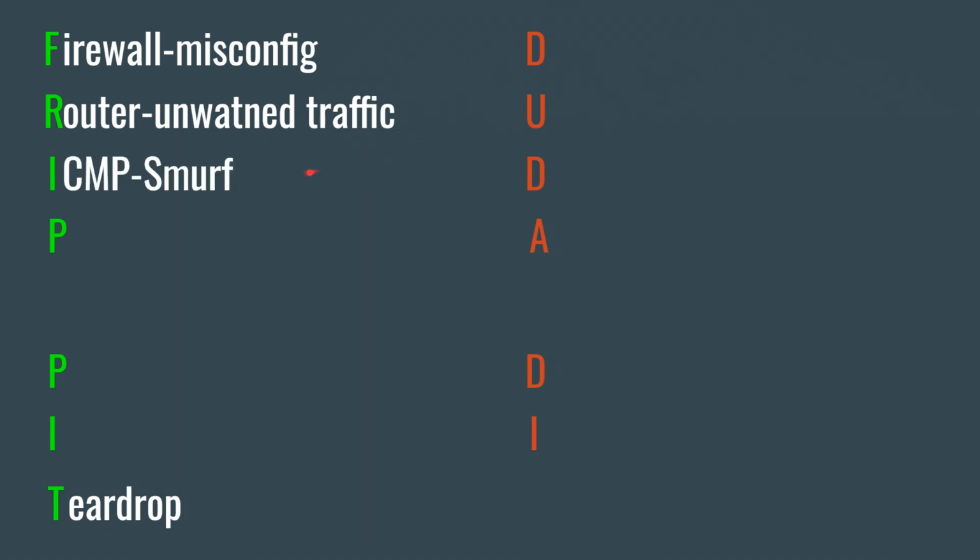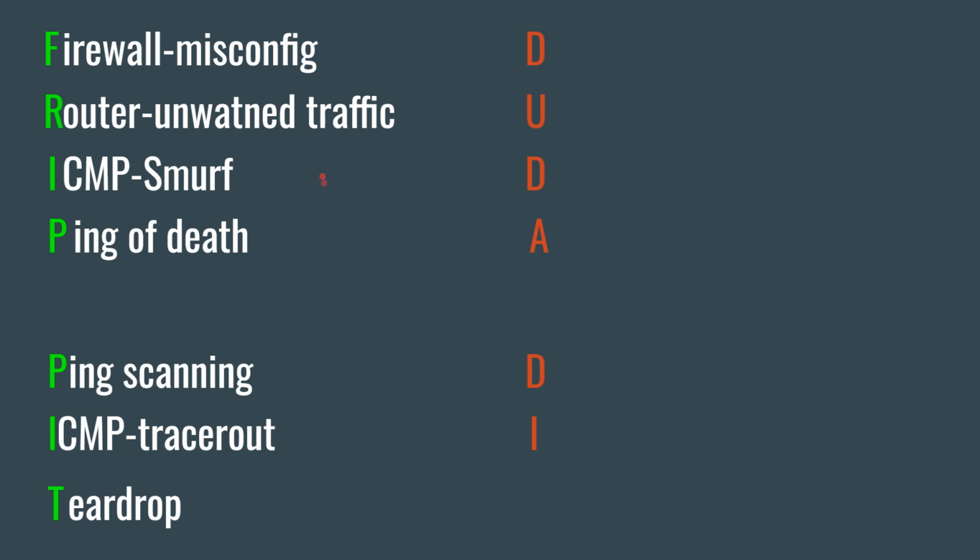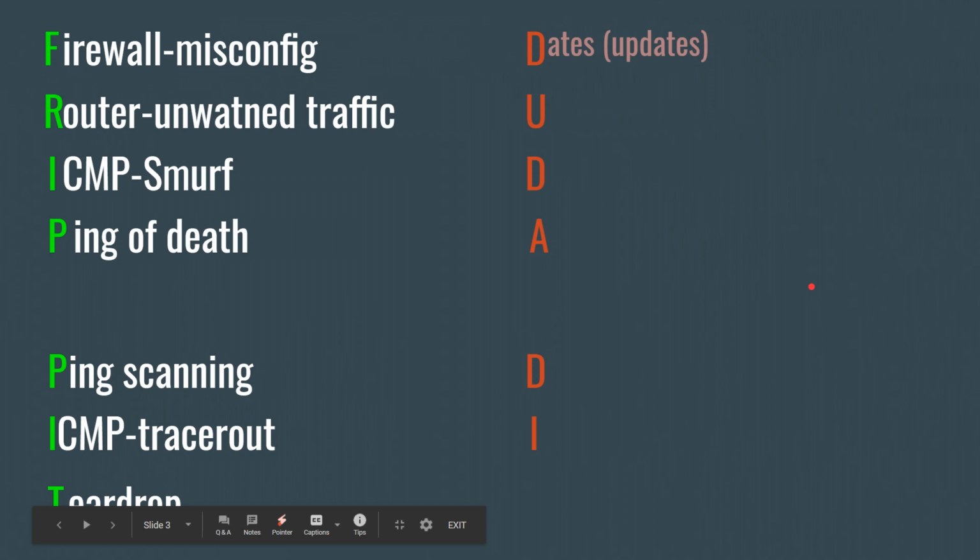For ICMP, you have the Smurf attack. Ping of death is a threat at layer 3. You have ping scanning, and another for ICMP is traceroute. These aren't really in order, and that's because we need to rearrange them in order to make it a mnemonic that is memorable. And then, of course, you have the teardrop attack.